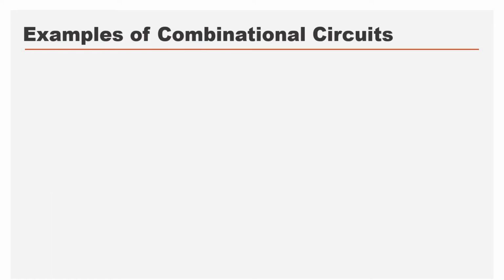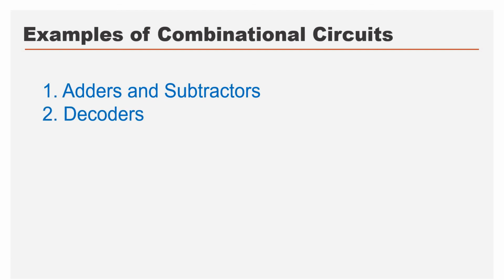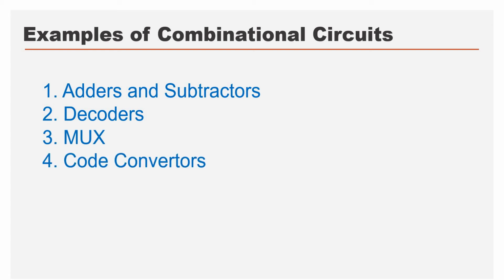Let us now consider some examples of the combinational circuits. First, we have adders and subtractors, or binary adder or subtractor. Second, we have decoders which decode input to the output. Thirdly, we have multiplexers. Fourthly, there are code converters which convert one code to another code, like binary BCD is converted to the gray code.